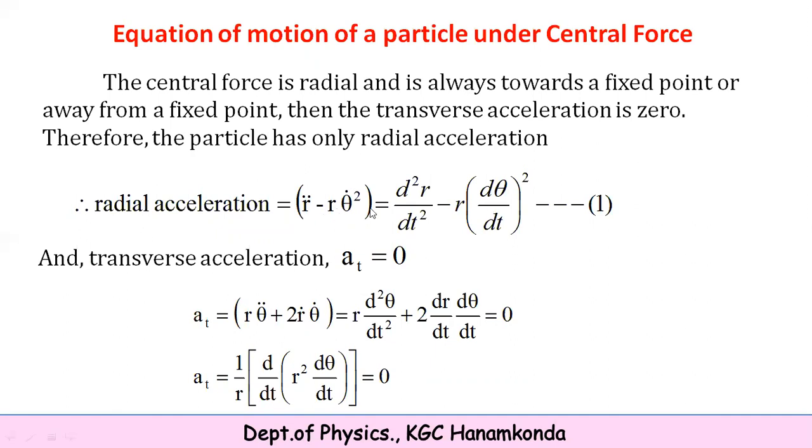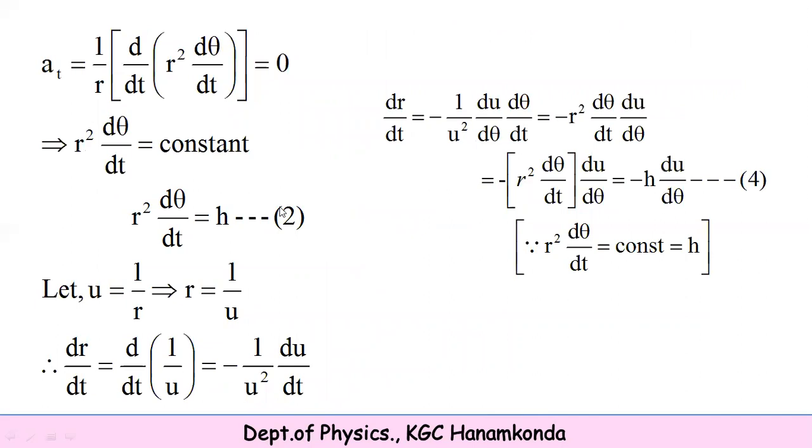In that radial acceleration we have the formula d square r by dt square minus r into d theta by dt whole square. In this equation 1 we have d square r by dt square and d theta by dt whole square. Therefore we are finding d square r by dt square and d theta by dt whole square. For that I am taking the transverse acceleration possessed by the particle as 0, because there is no transverse acceleration on the particle in central force. That is equated to 0, and we got a constant value here, r square into d theta by dt, which equals constant h.